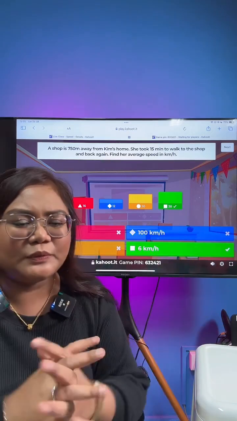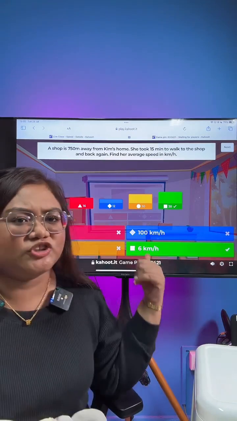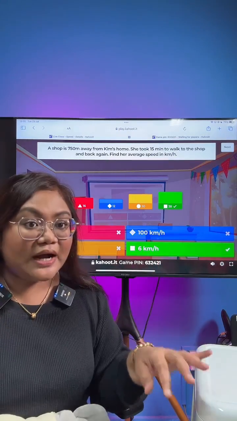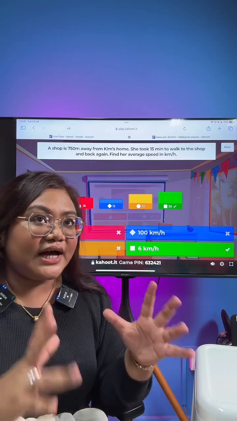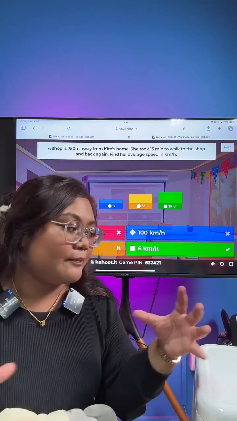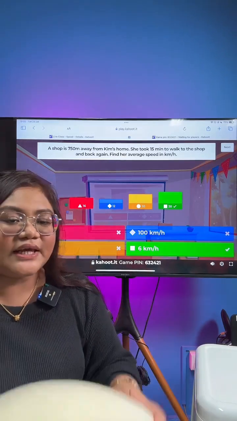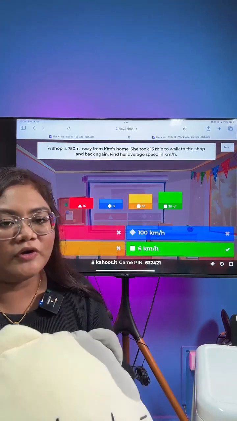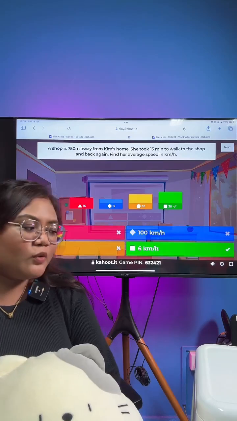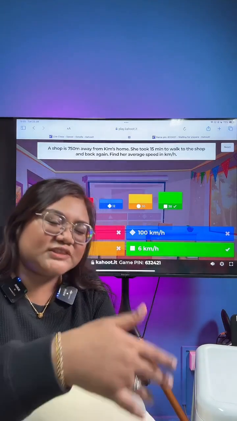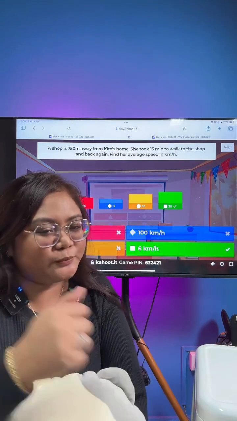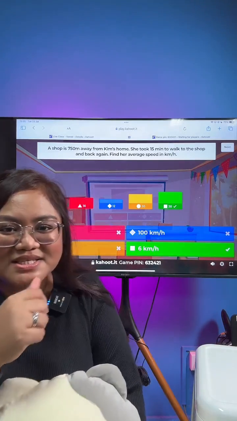That is not even Usain Bolt's speed. He is actually much slower than this. 100 kilometers per hour is usually how fast cars travel. In fact, our Singapore roads are at 90 kilometers per hour on our expressway. So if you're going to walk at 100 kilometers per hour, which is faster than most cars on our expressway, that's a little bit sussy, isn't it?